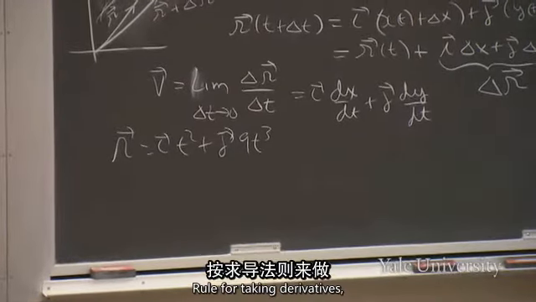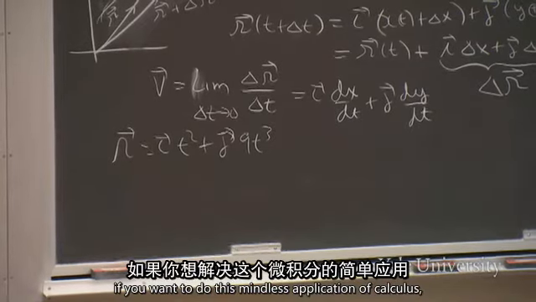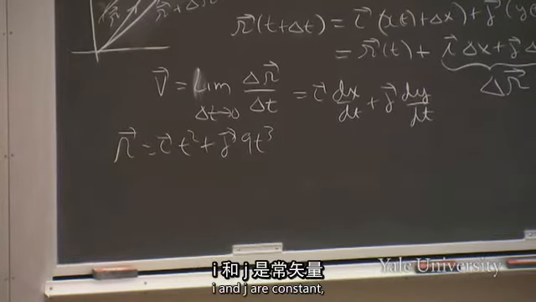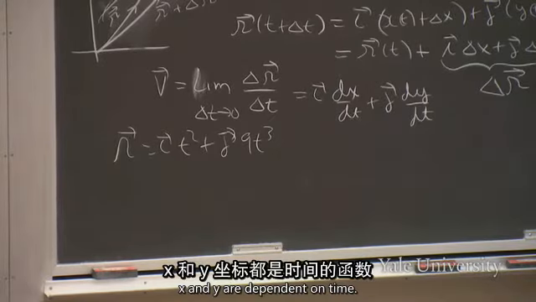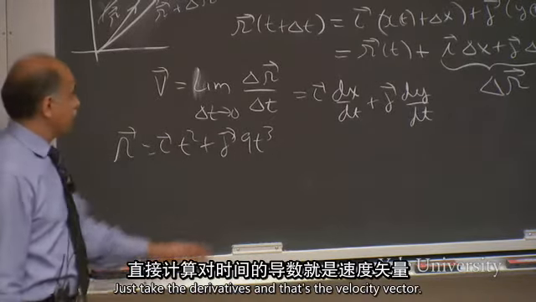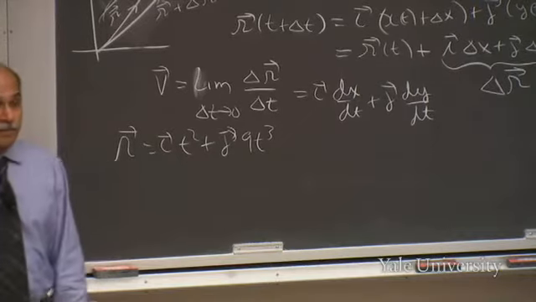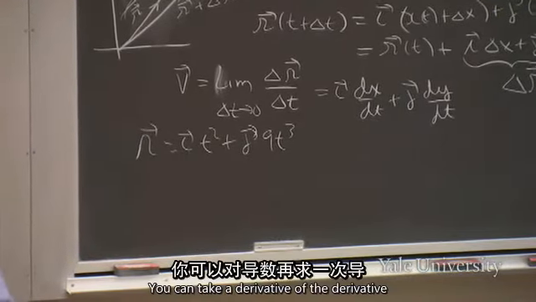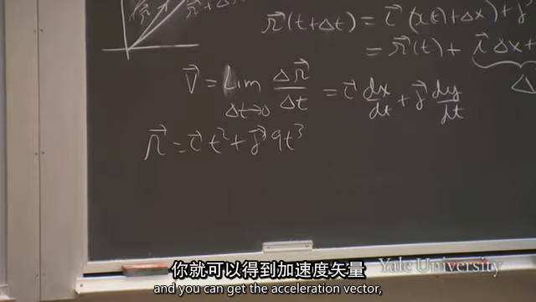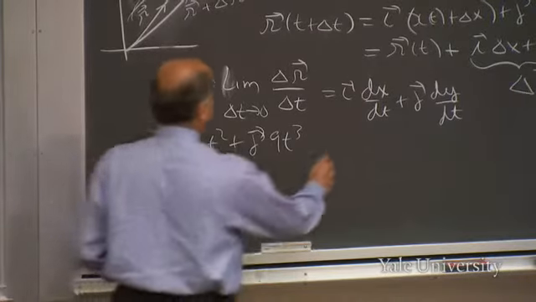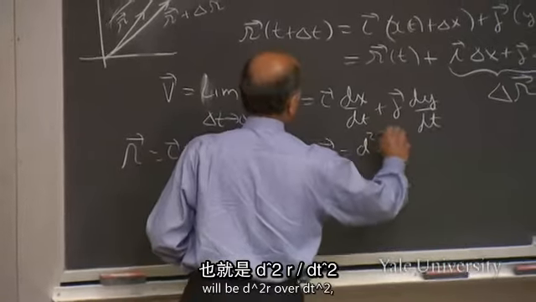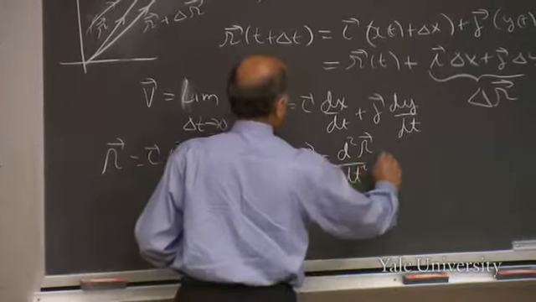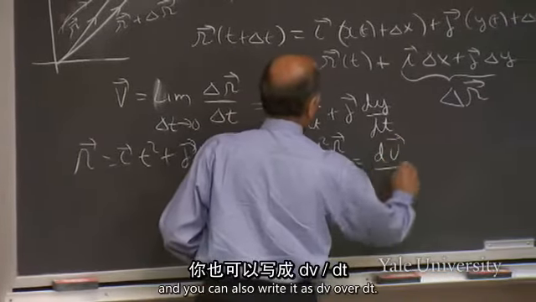So rule for taking derivatives, if you want to do just mindless application of calculus, you can do it. i and j are constant. Ignore them when you take derivatives. x and y depend on time. Just take the derivatives, and that's the velocity vector. And you can take a derivative of the derivative, and you can get the acceleration vector. It will be d2r over dt squared, and you can also write it as dv/dt.